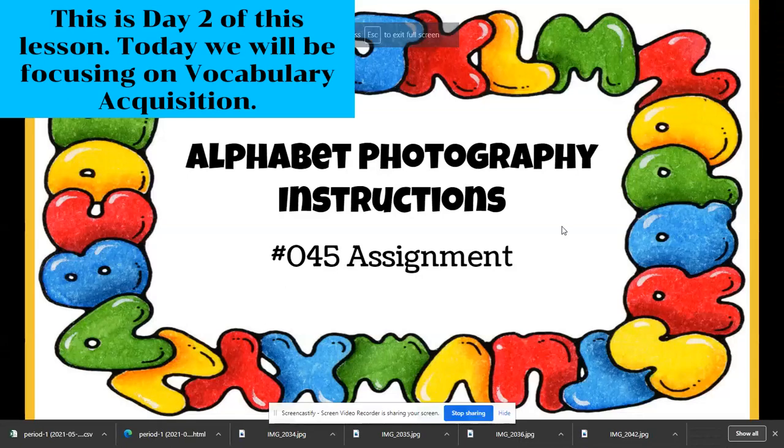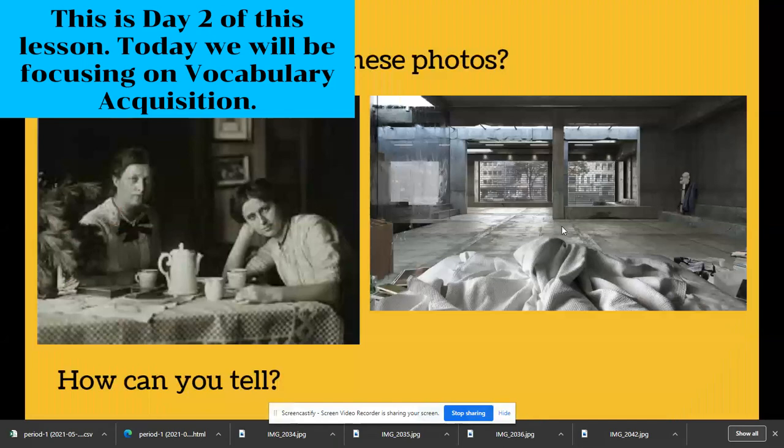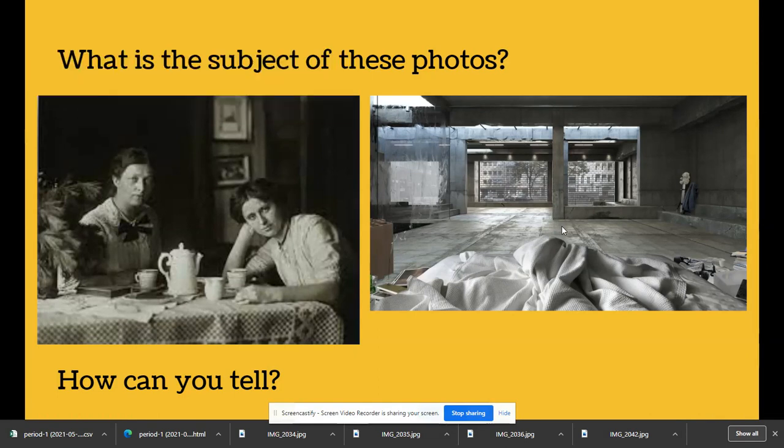Okay, so these are our original instructional slides. Let's take a look at these two photos. All right, so this is all leading up to what we're going to be doing in the pretest in just a minute. Okay, so look at these two photos. What is the subject of this first photo?